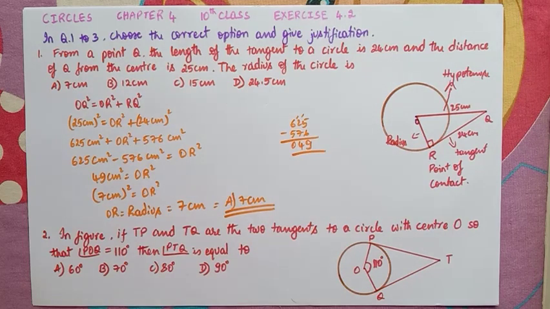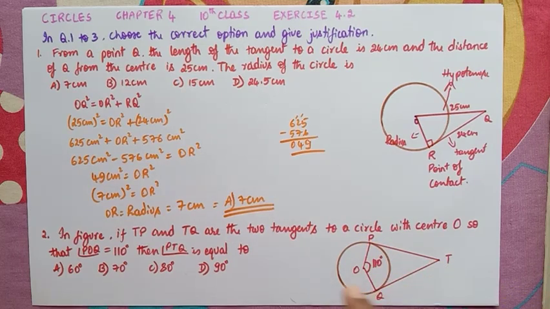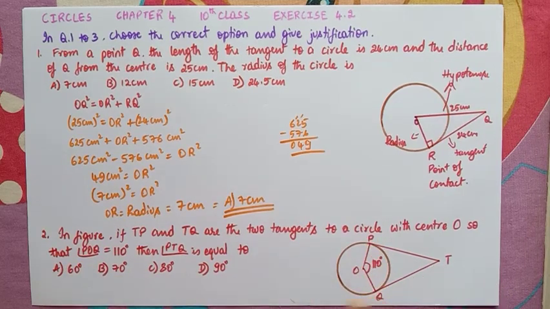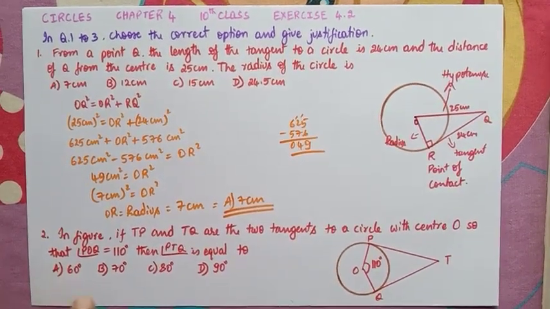In the figure, TP and TQ are the two tangents to a circle with center O, so that angle POQ is equal to 110 degree. Then we should find angle PTQ. Option A is 60 degree, option B is 70 degree, option C is 80 degree, option D is 90 degree. It's a very simple calculation.